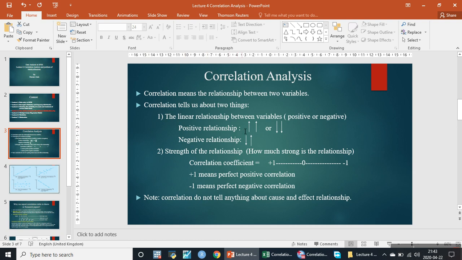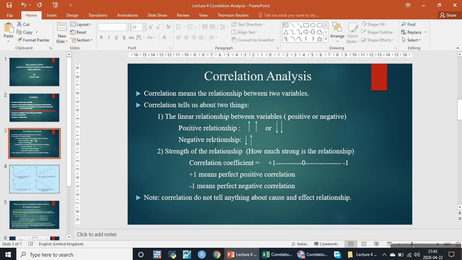Positive relationship is when one variable increases and due to the increase in one variable the other variable also increases. Both of these two variables move in the same direction. This is called positive relationship. Similarly, when one variable decreases and the other variable also decreases, it is also a positive relationship because the direction of change of both variables is the same. Here there is upward movement of the two variables and here there is downward movement. Both variables move downward and here both variables move upward. So there is a positive relationship.